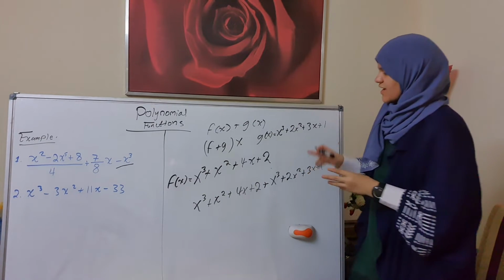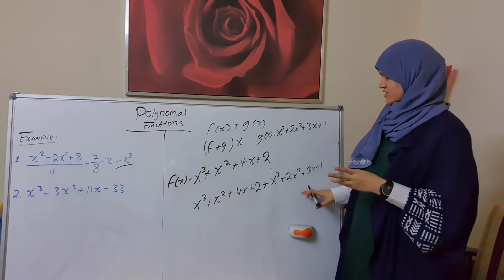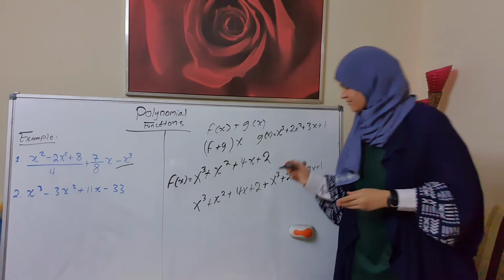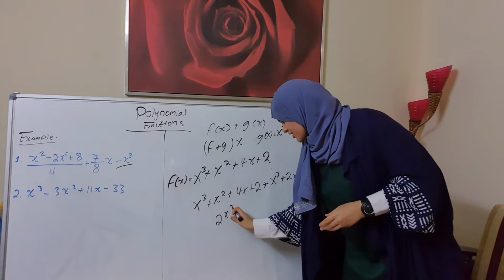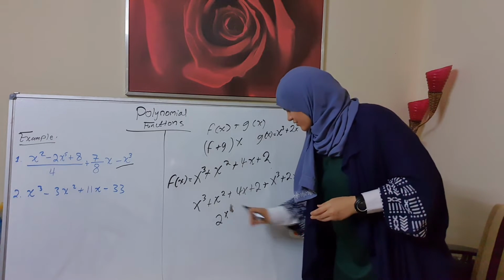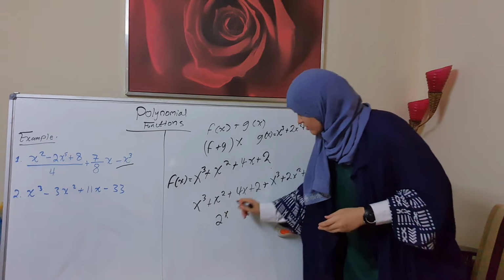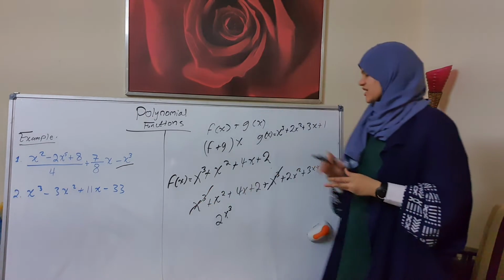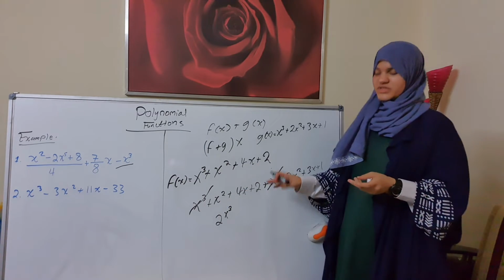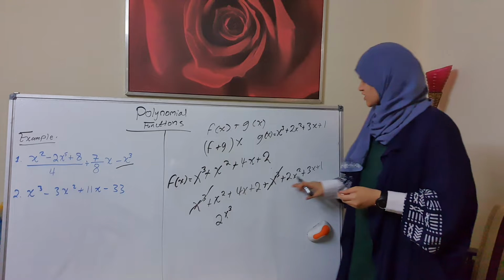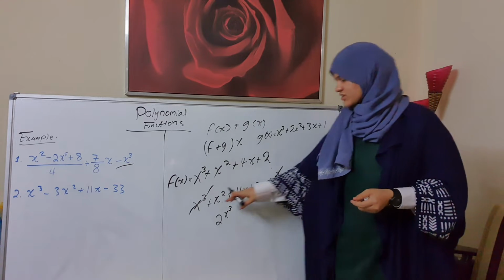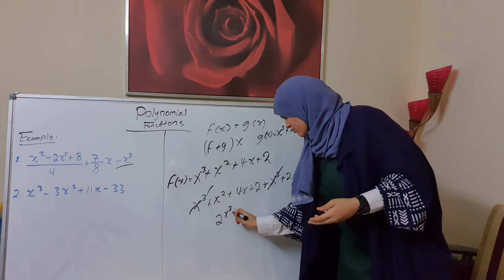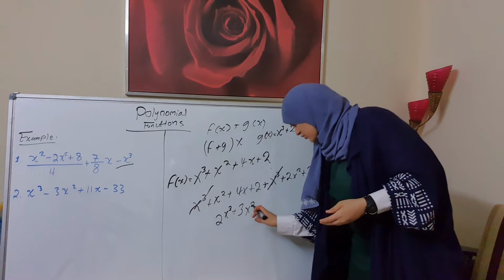Here we have x to the power of 3. Do we have another x to the power of 3? Yes, we have x to the power of 3 and x to the power of 3. So that means it will be 2x to the power of 3. Now after we finish x to the power of 3, we have x to the power of 2. Do we have another x to the power of 2? Yes, we have 2x to the power of 2. So x to the power of 2 plus 2x to the power of 2 will be 3x to the power of 2.